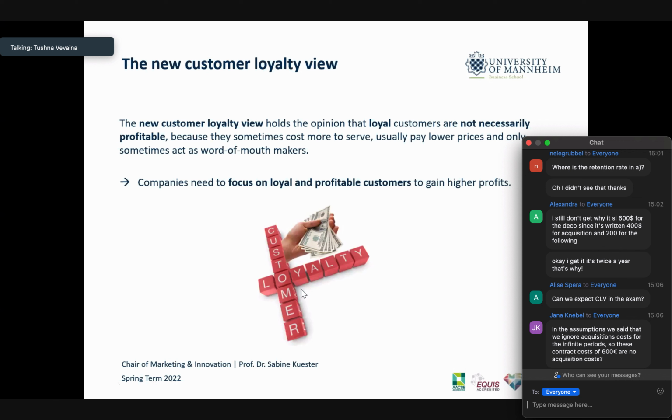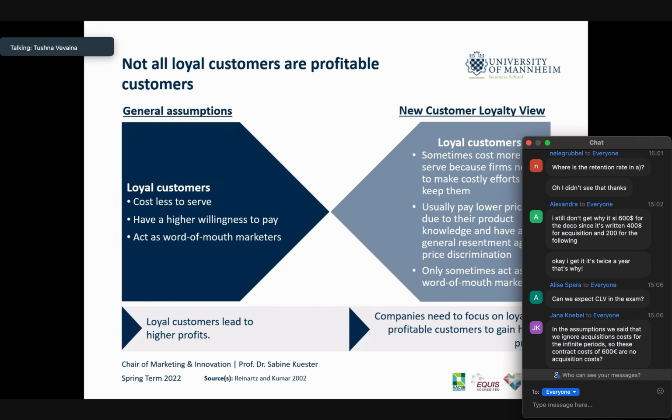Then we just have a few minutes left, like about 9 minutes. So I'm going to go to the last question. Here we are seeing a new customer loyalty view, where we are saying that not all loyal customers are necessarily profitable, but somehow they play as word of mouth, and that's why we see how to pacify customers and how the loyalty structure. You have 4 different type of customers depending on how profitable they are and how loyal they are. And you generally assume that your loyal customers are less to serve, have a higher willingness to pay, and act as word of mouth.